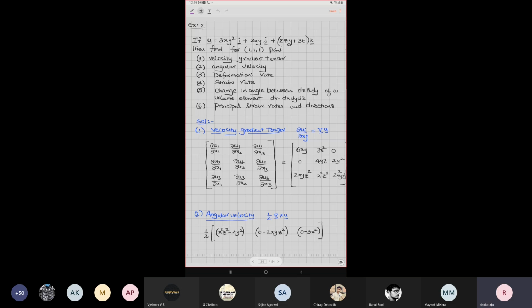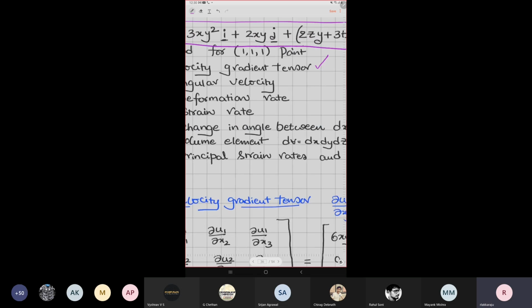Okay. Let us look at examples. So we will have a bit of practice in terms of math. There is something like a velocity field, and these examples are a bit artificial. We just would like to get a little bit of grip on the maths. There is a reason we are picking up this kind of example. Okay. Now, if there is something like a velocity field, 3xy squared i plus 2xyj plus 2zy plus 3t, I would like to calculate the velocity gradient tensor. Can you help me out on how to calculate that?